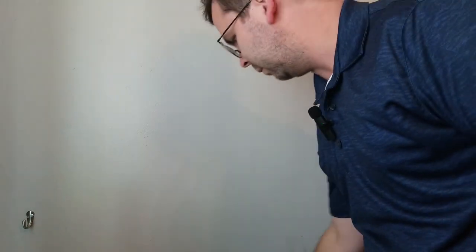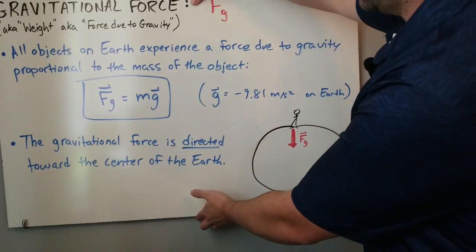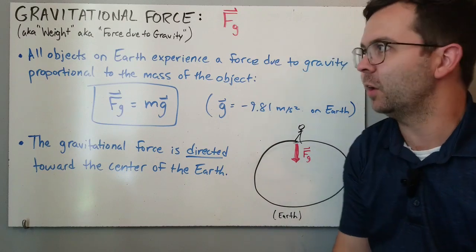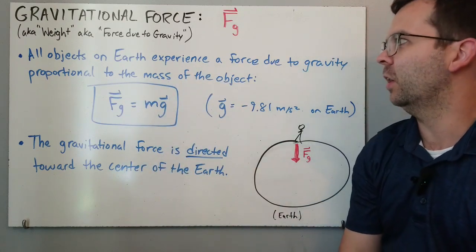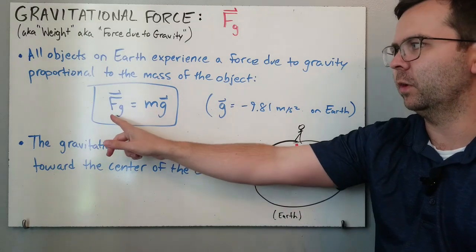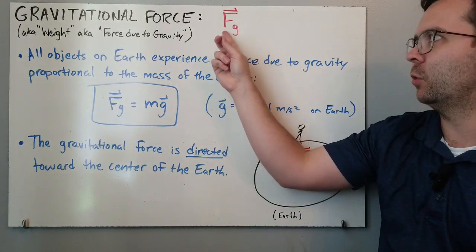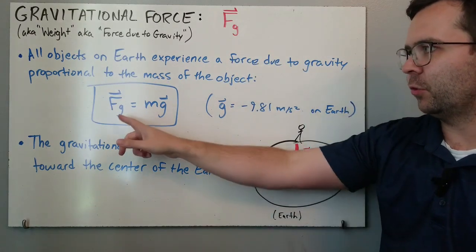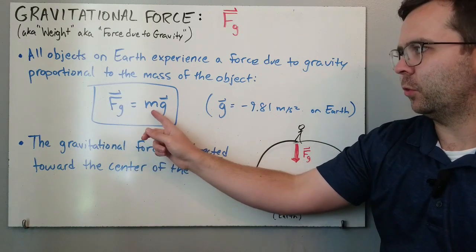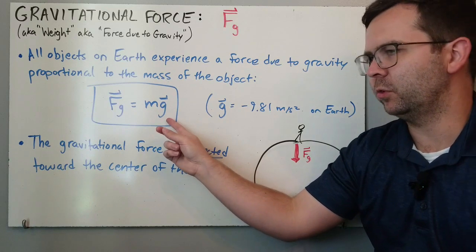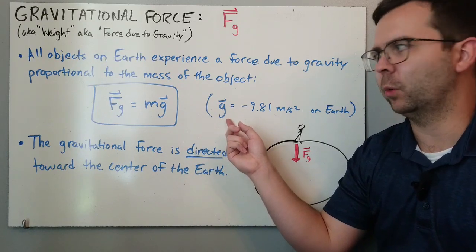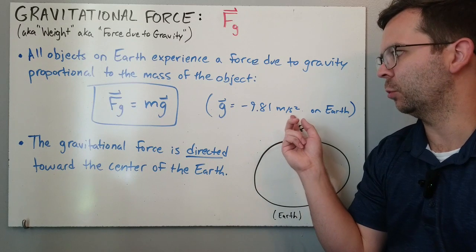We've talked about this one in previous videos, but gravitational force is a pretty essential one to talk about because every object on Earth experiences the force due to gravity, and it's proportional to the mass of that object. So the symbol we use for gravitational force is Fg. This is also the same as the weight of an object. It's the same thing. So the force due to gravity is equal to the mass of the object multiplied by this g value, and g represents the acceleration due to gravity. And so on Earth, that's negative 9.81 meters per second squared.